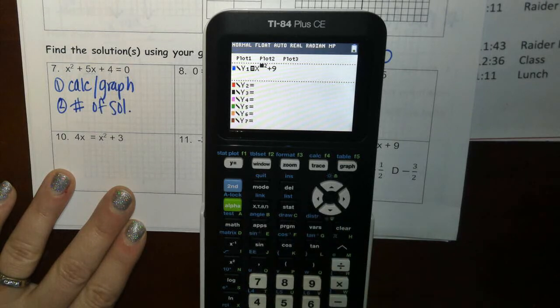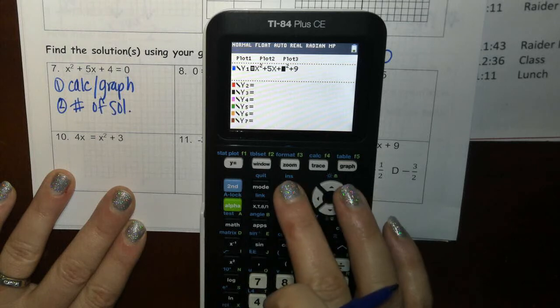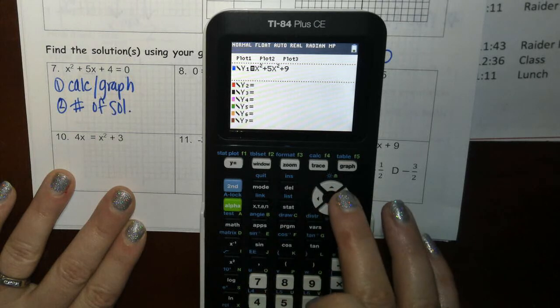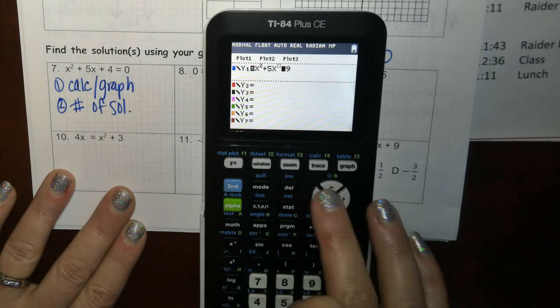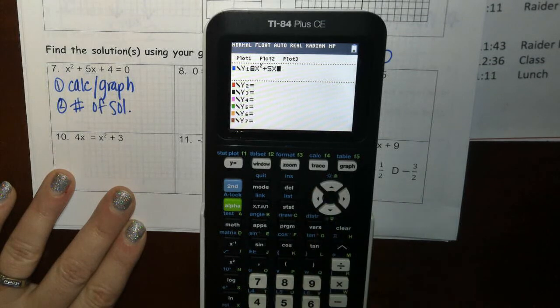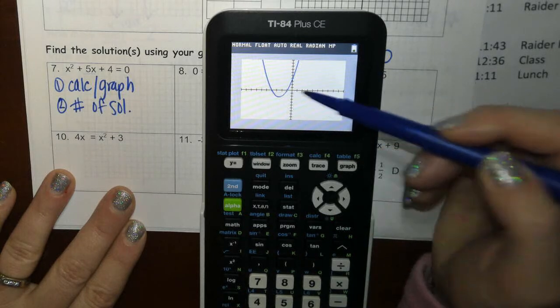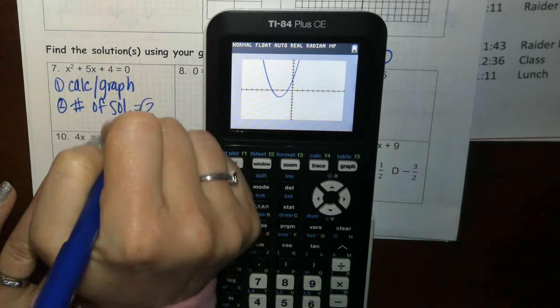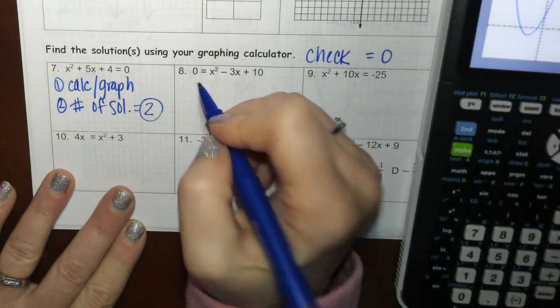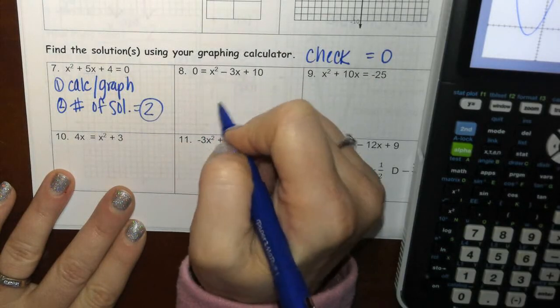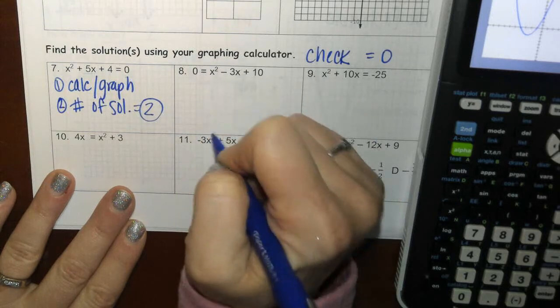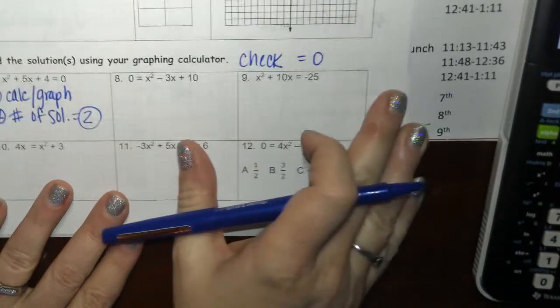So x squared plus 5x plus 4. I'm going to graph that, and you can see when I graph that it passes through the x-axis twice, so there are 2 solutions. Number 8 is set equal to 0 already, so you could put that in your calculator just like it is and do the same thing and tell me how many solutions there are.